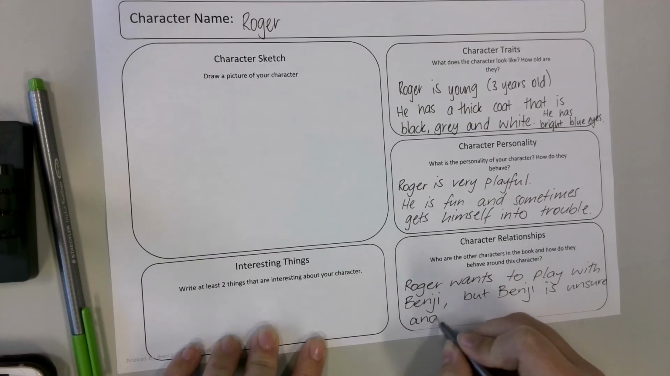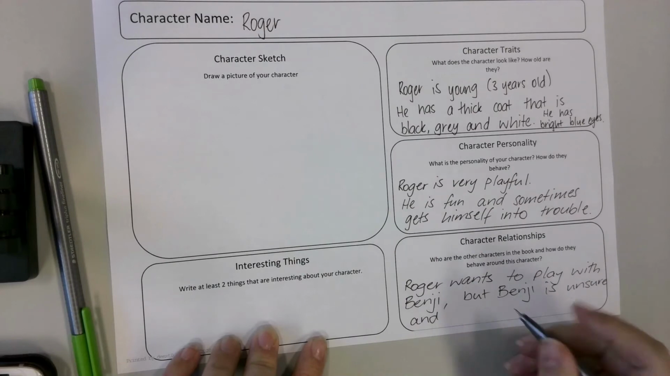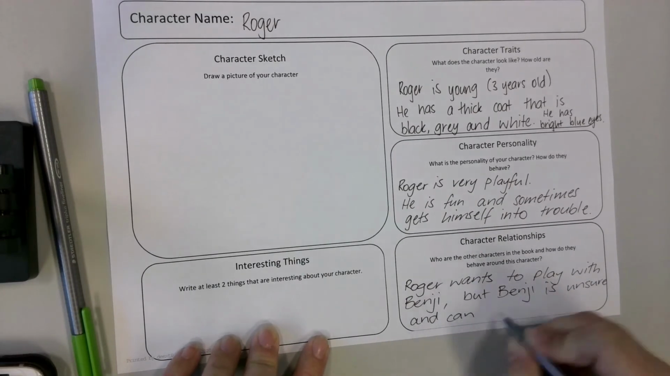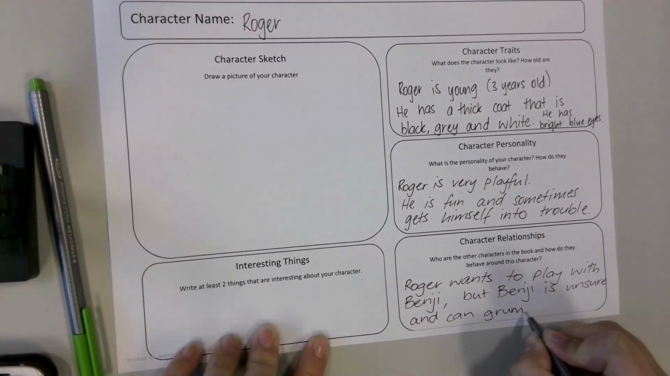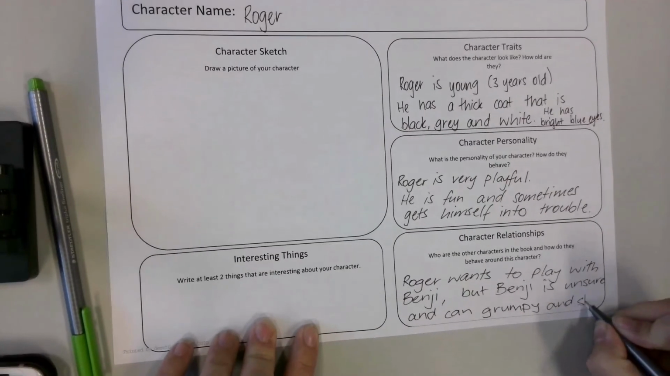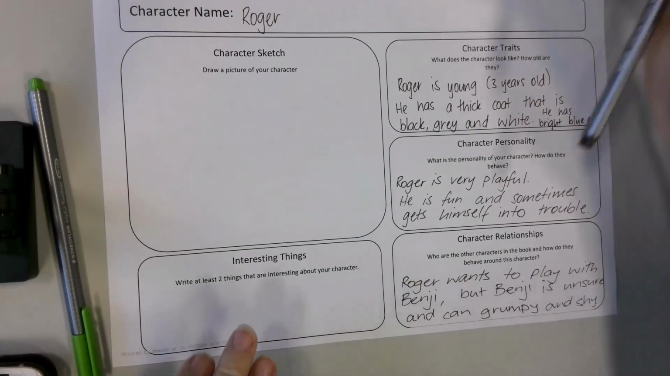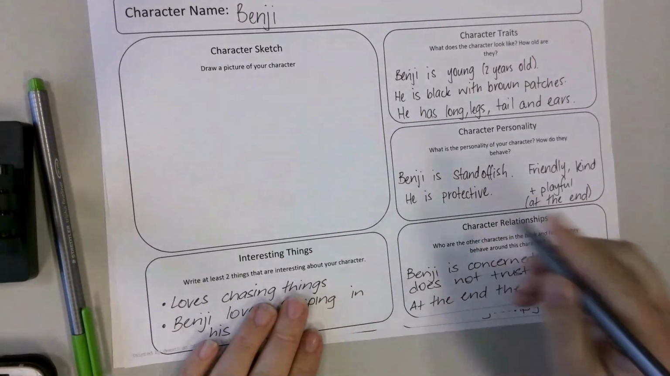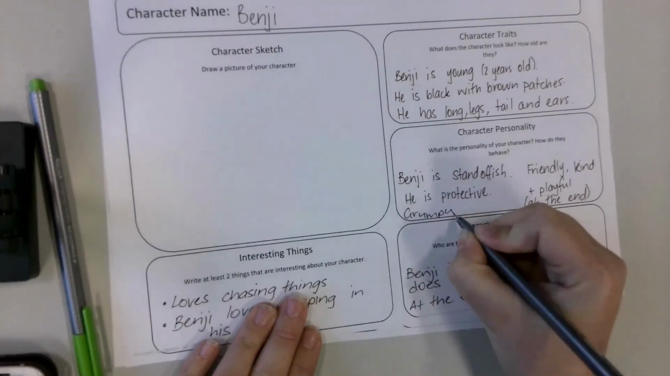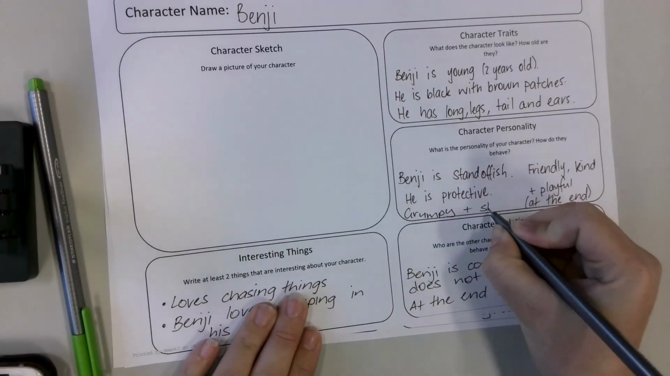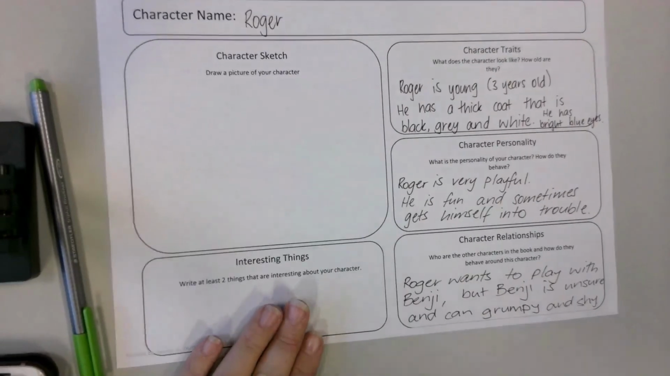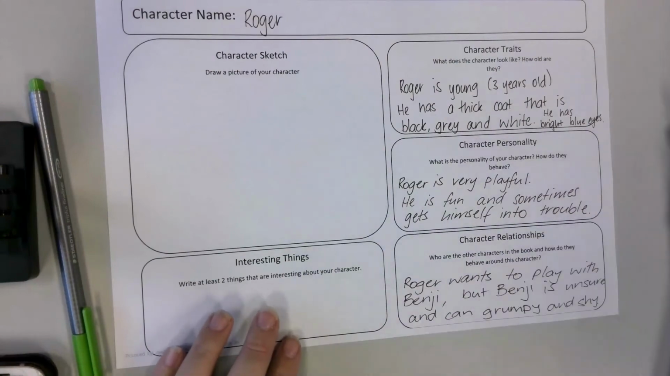And I'm actually going to go back and add something to Benji because I think it will help benefit my character. But Benji is unsure and can be grumpy and shy. So I'm going to go and quickly add those two back onto Benji because I've developed him a bit more. So I'm going to put grumpy and shy. Okay, so that sort of feeds into our standoffish part that we had there for Benji as well.